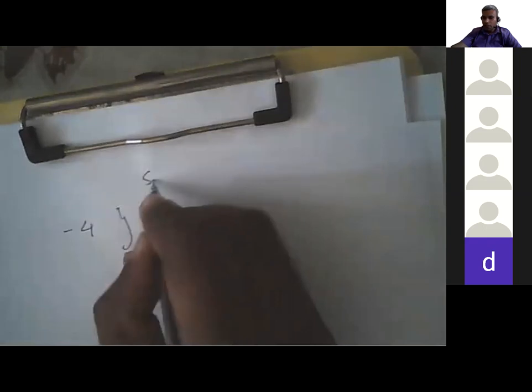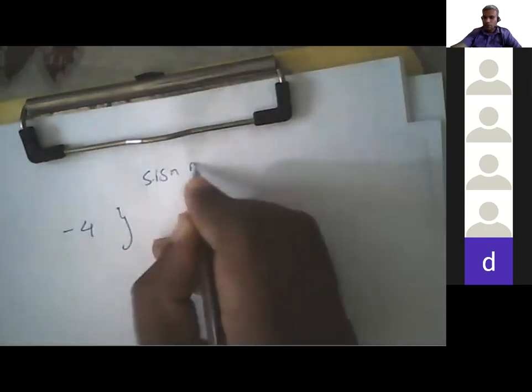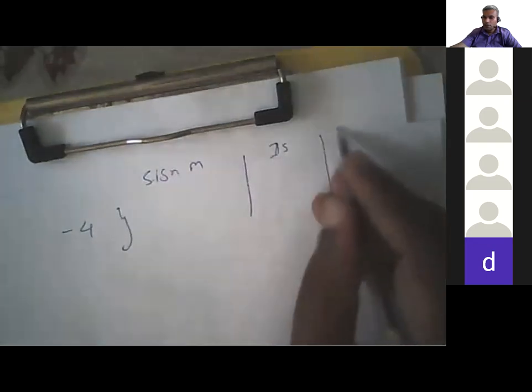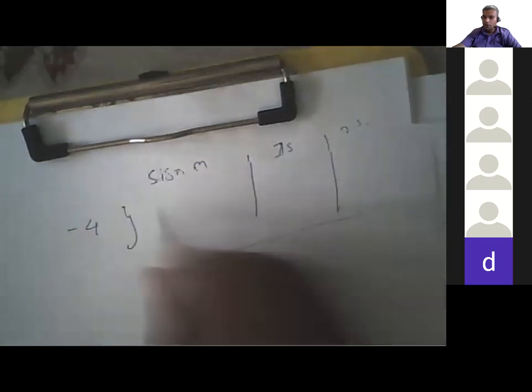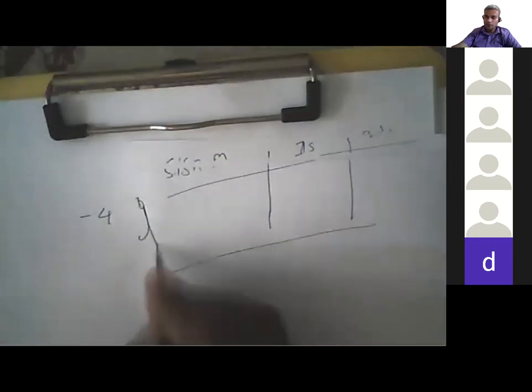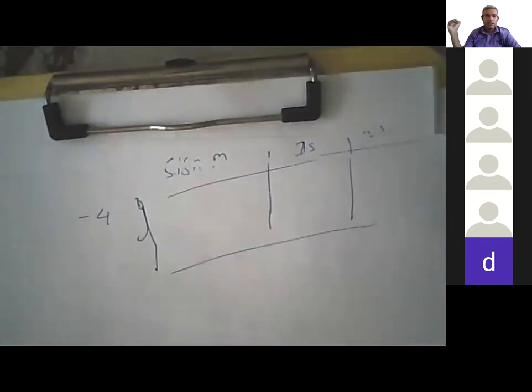Okay, minus 4. I need to do it in sign and magnitude method, 1's complement and 2's complement. Can you do it in all the three? Minus 4, sign and magnitude method, 1's complement and the 2's complement.